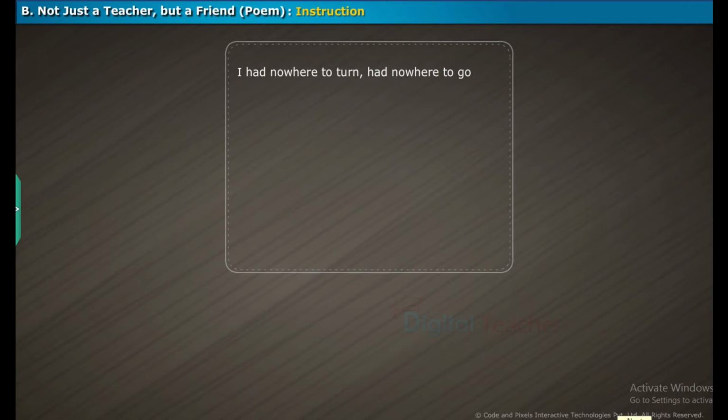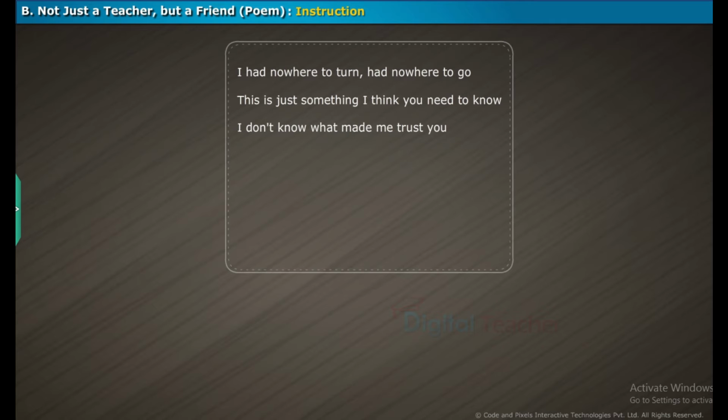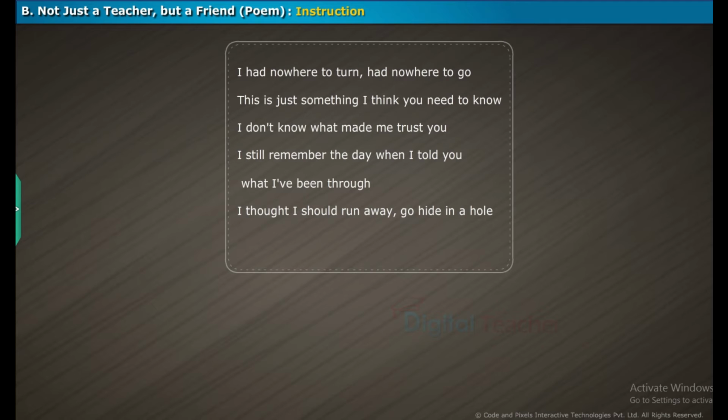I had nowhere to turn, had nowhere to go. This is just something I think you need to know. I don't know what made me trust you. I still remember the day when I told you what I have been through. I thought I should run away, go hide in a hole, but then you really brought out my true soul.